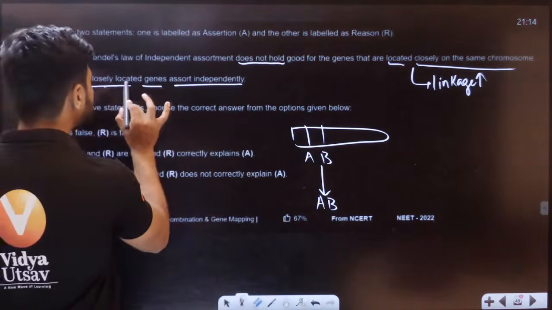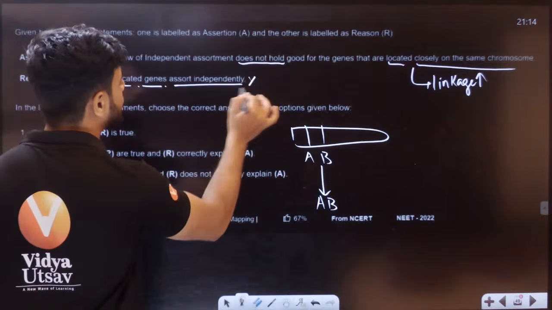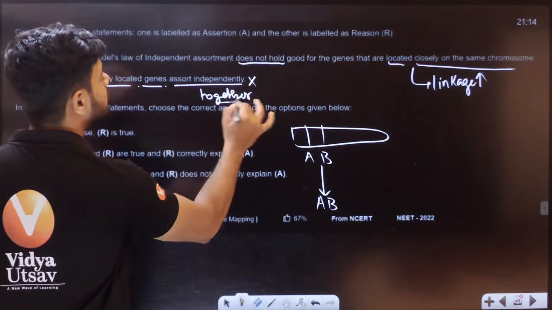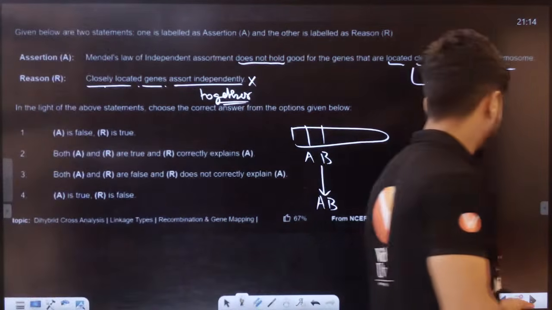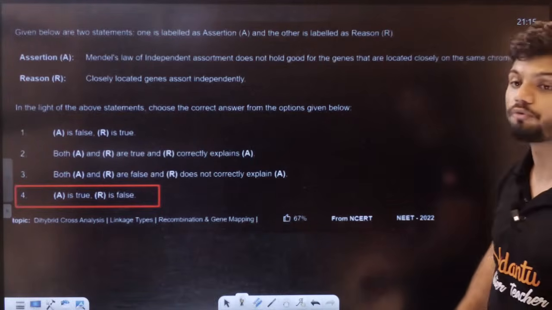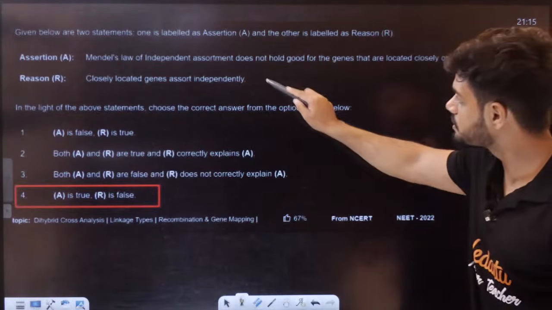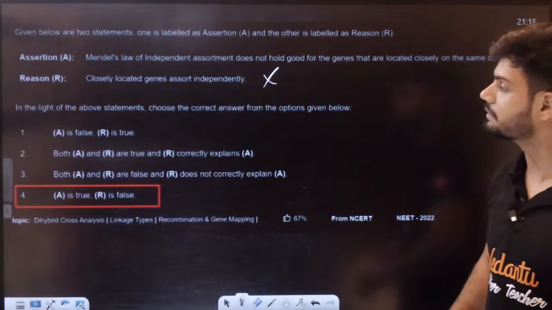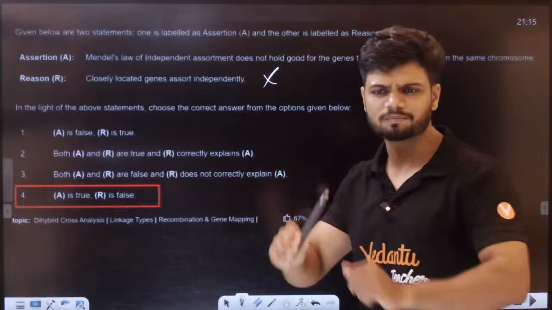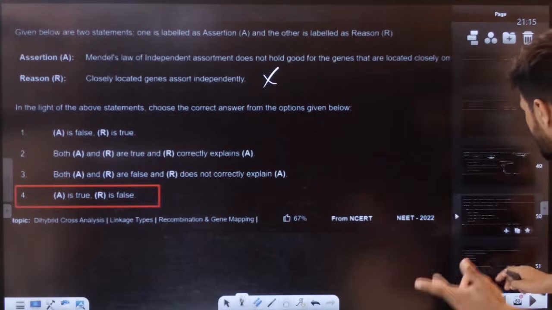The reason says closely located genes assort independently. No, they will assort together. They will always go together. So what is the answer, students? A is true, R is false. They will never assort independently. Closely located genes will not go separate, they'll go together. Why would they assort independently?